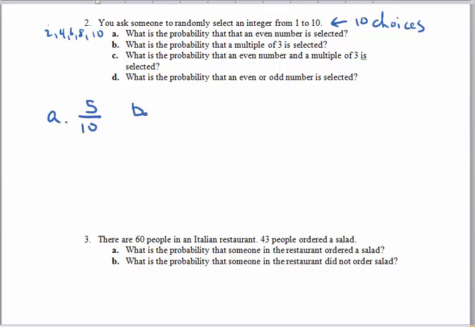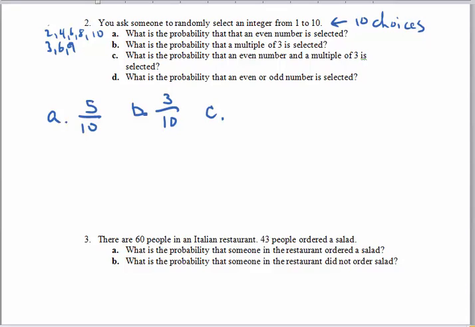Alright, now B, what's the probability that a multiple of 3 is selected? So what are the multiples of 3 from 1 to 10? Well, the multiples of 3 are just the 3 times tables, right? So 3, 6, 9. Now the next one would be 12, but 12 is greater than 10, so it's not going to work. So there's only 3 favorable outcomes out of 10 possible outcomes, so 3/10.